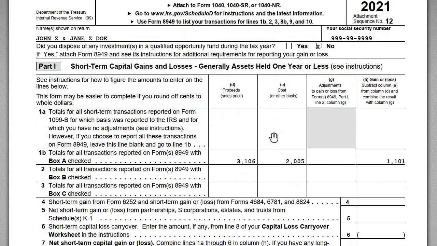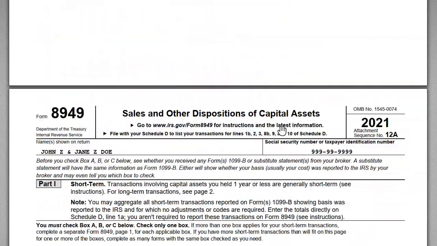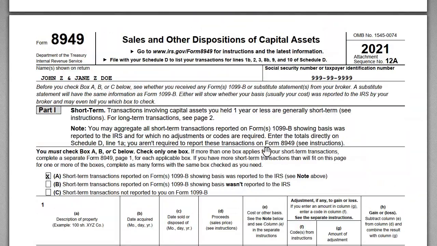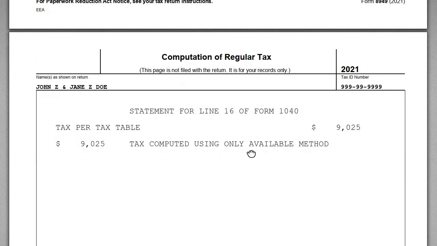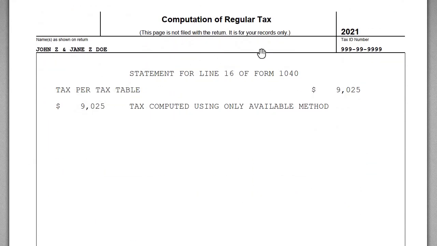So within the return, we have our Schedule D. We have our Form 8949 for the sale of stocks. And then we have just a supplementary schedule here. This is not filed with the IRS. This is just for our records. It shows how the tax was calculated.